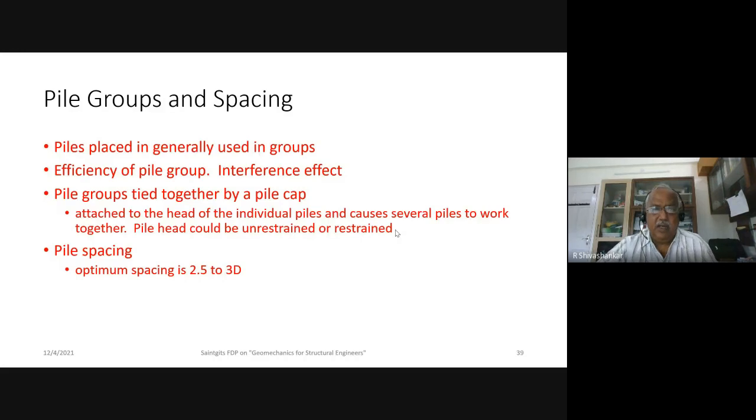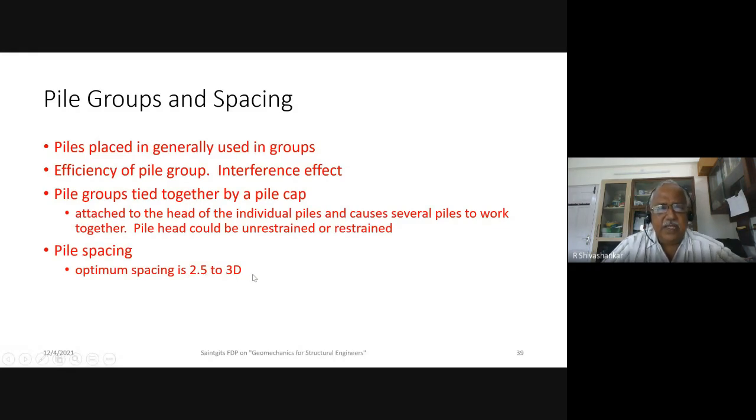So as I said, piles. What I mean to say is, whenever you deal with large structures, say more than 5 stories, shallow foundations will not work. So it will be pile foundations, and piles are placed in groups. So we have the pile group efficiency or pile group interference. So we have an optimal spacing of 2.5 to 3D.